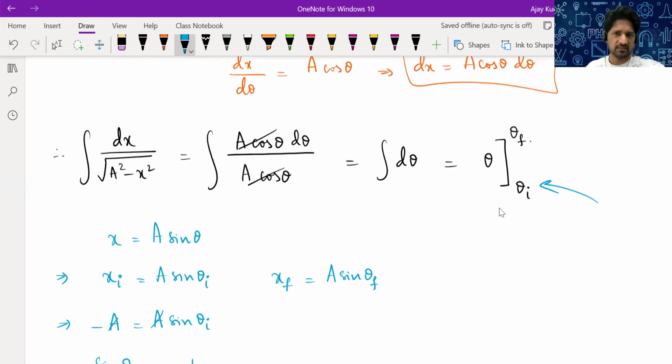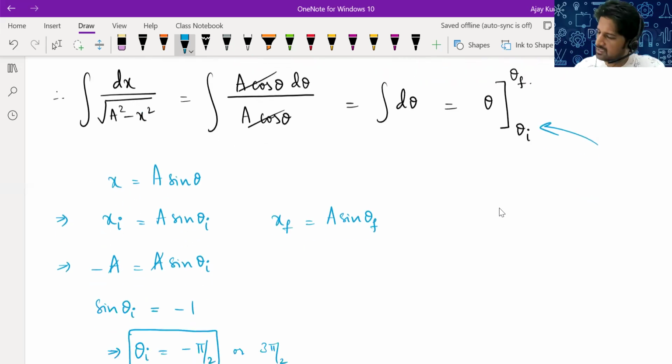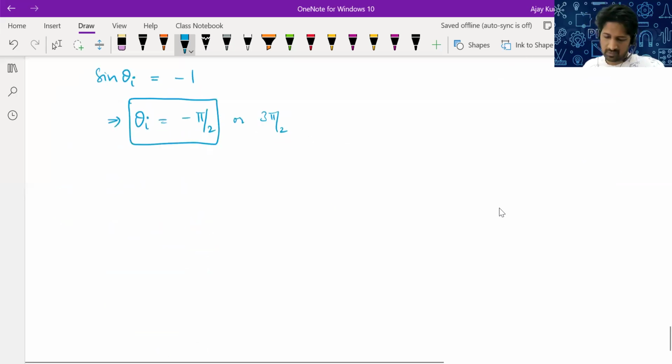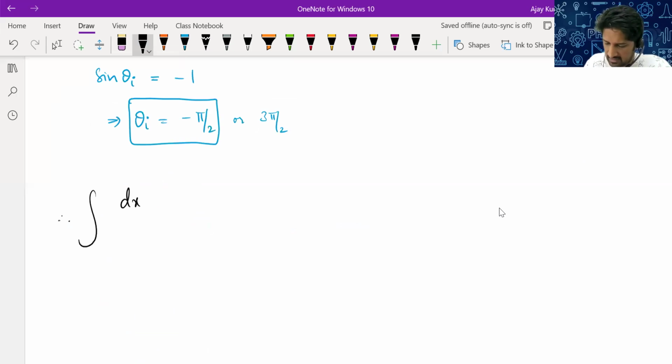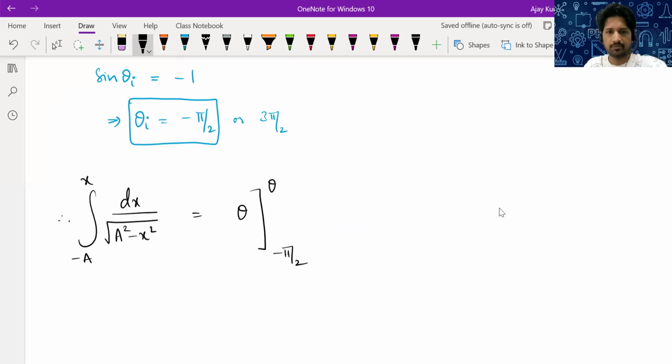Theta final, we will keep it as theta itself. So theta initial is minus pi by 2. Therefore, the left hand side of the integral, which was integral dx by root of a square minus x square from minus a to x, has now effectively changed to theta from minus pi by 2 to some random value.